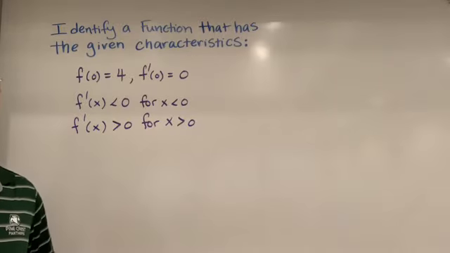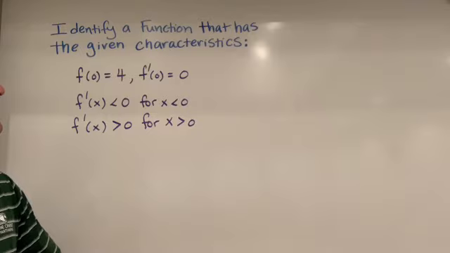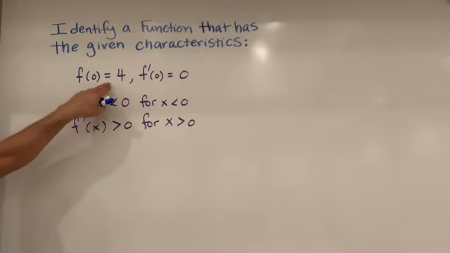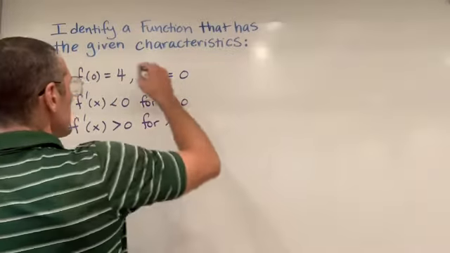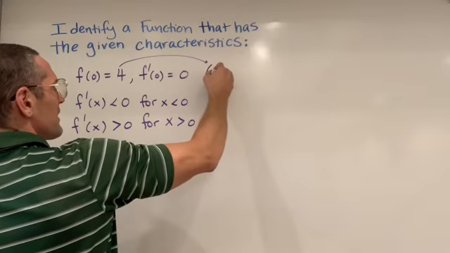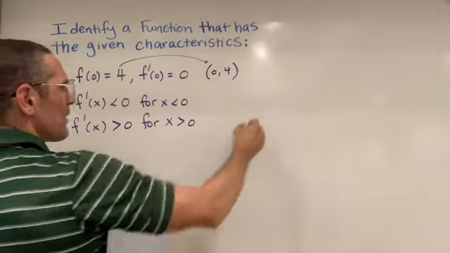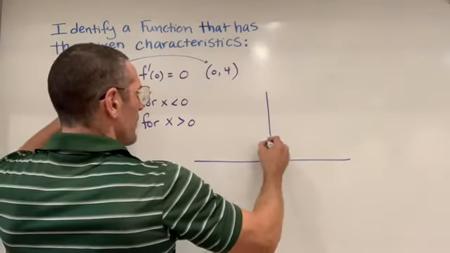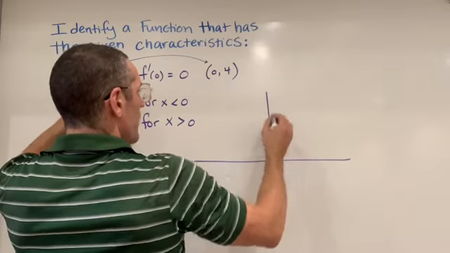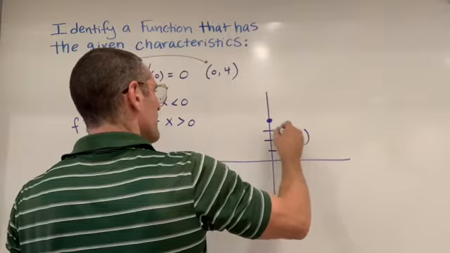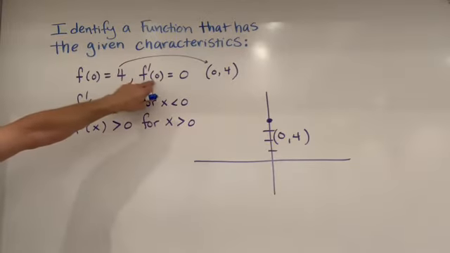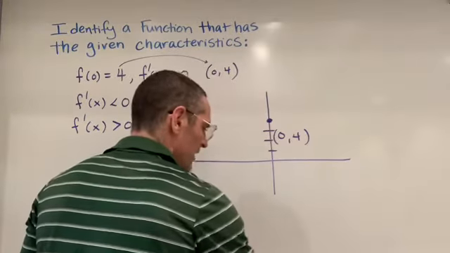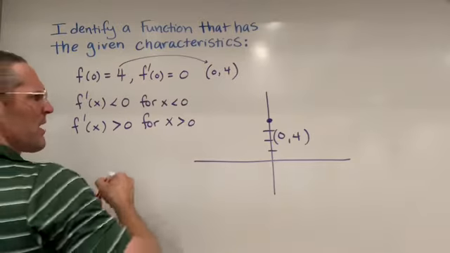Another problem in a similar vein, identify a function that has the given characteristics. Now we're told f of 0 equals 4. Well, what I read into that is that when x is 0, y is 4. So if I'm graphing this, I'll say I have a point at 0, 4. There's my point at 0, 4. And it says the derivative at 0 is 0. So remember, that's the slope of the tangent line. When x equals 0, the slope of the tangent line is 0.